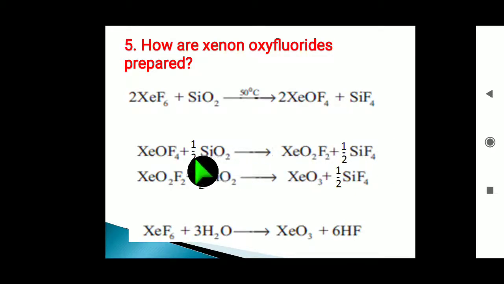So Si 1 by 2 is given. So right side 1 by 2 for Si. Then fluorine, finally we have to find it. 4 divided by 2, so 2 fluorine plus F2. Totally 4 fluorines are present on the right side. So left side also 4 fluorine. The second equation is balanced.